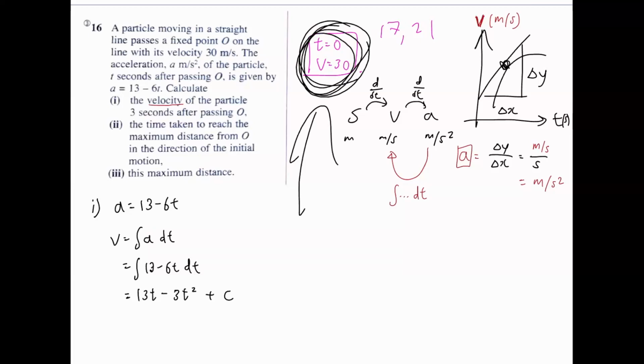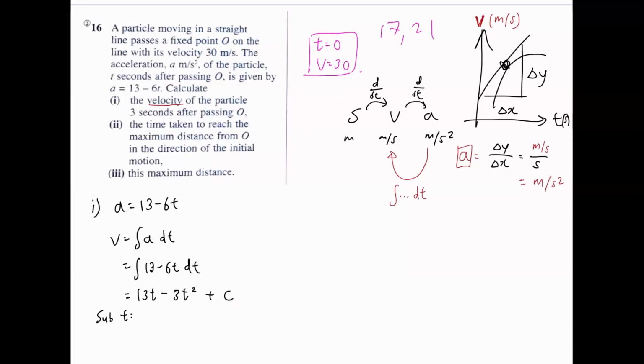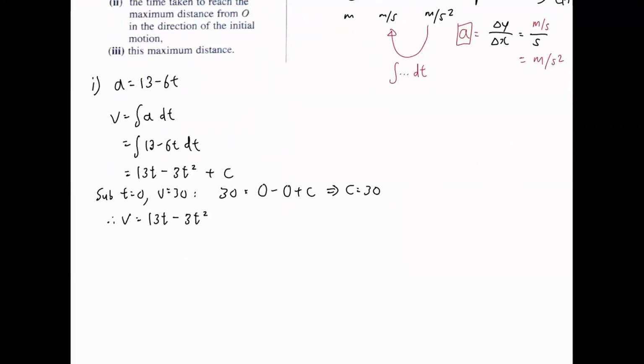Okay, then what else do we know? When t equals 0, v equals 30. So c equals 30. Give me a second to write this down. So 0 minus 0 plus c, and therefore c equals 30. So therefore v equals 30 plus 13t minus 3t squared. Very good. That is part 1.